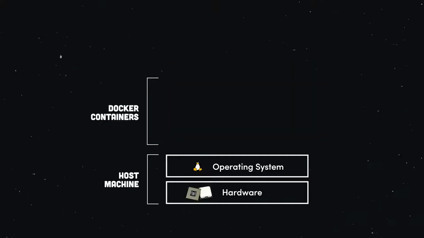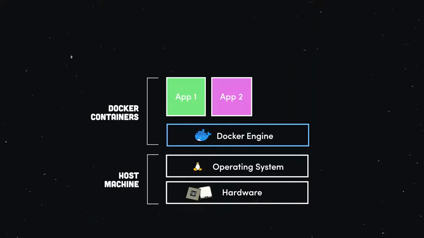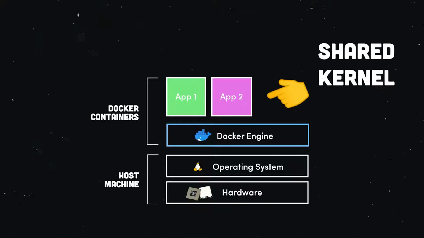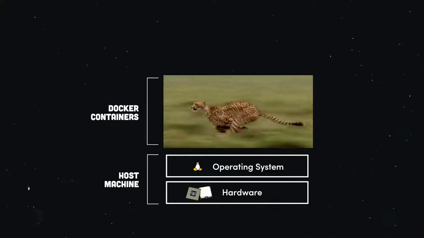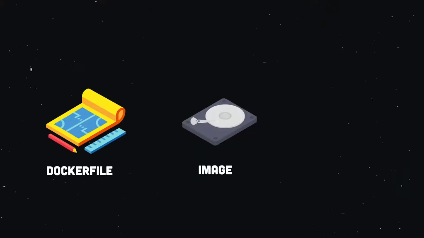Now, a Docker container is conceptually very similar to a VM with one key difference. Instead of virtualizing hardware, containers only virtualize the OS. Or in other words, all apps or containers are run by a single kernel, and this makes almost everything faster and more efficient.